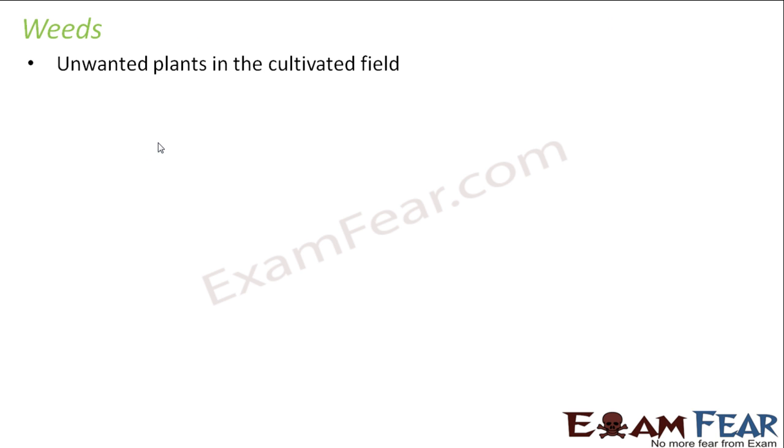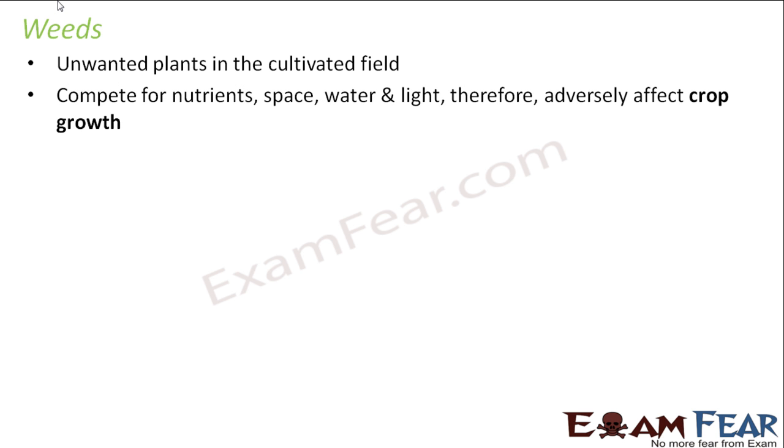What are weeds? These are unwanted plants in the cultivated fields. So weeds are the unwanted plants which are found in the cultivated field. You would have observed it even in your garden also, that there are some plants which grow on their own, right? There are many such plants which grow wherever they get some space. So why are these plants unwanted? Because they compete for nutrients, space, water, and light, and therefore adversely affect the crop growth.